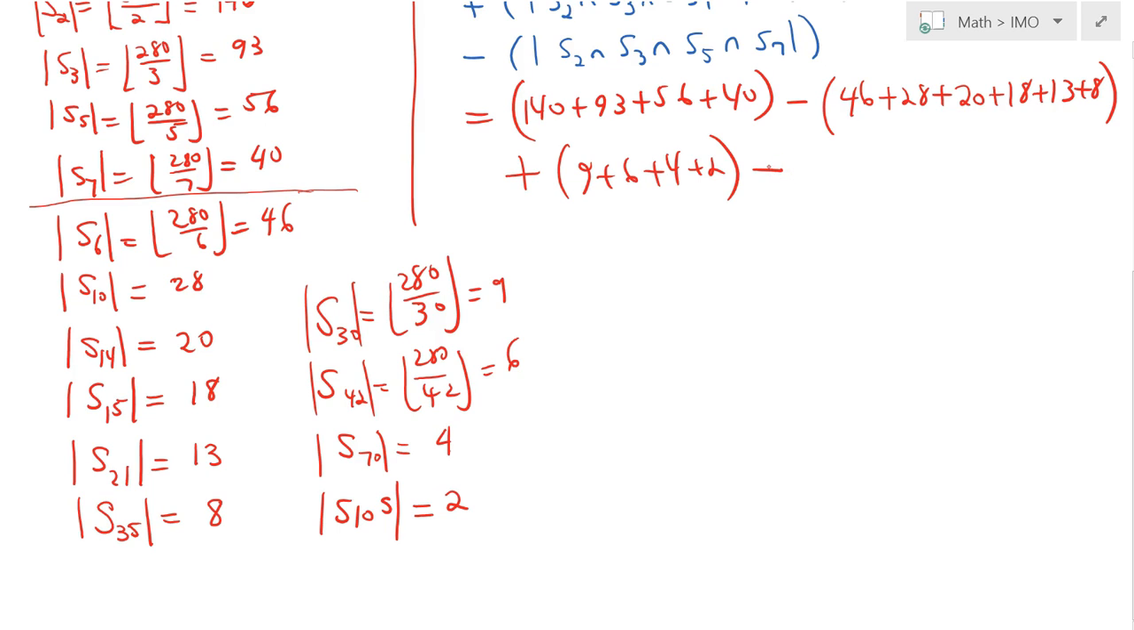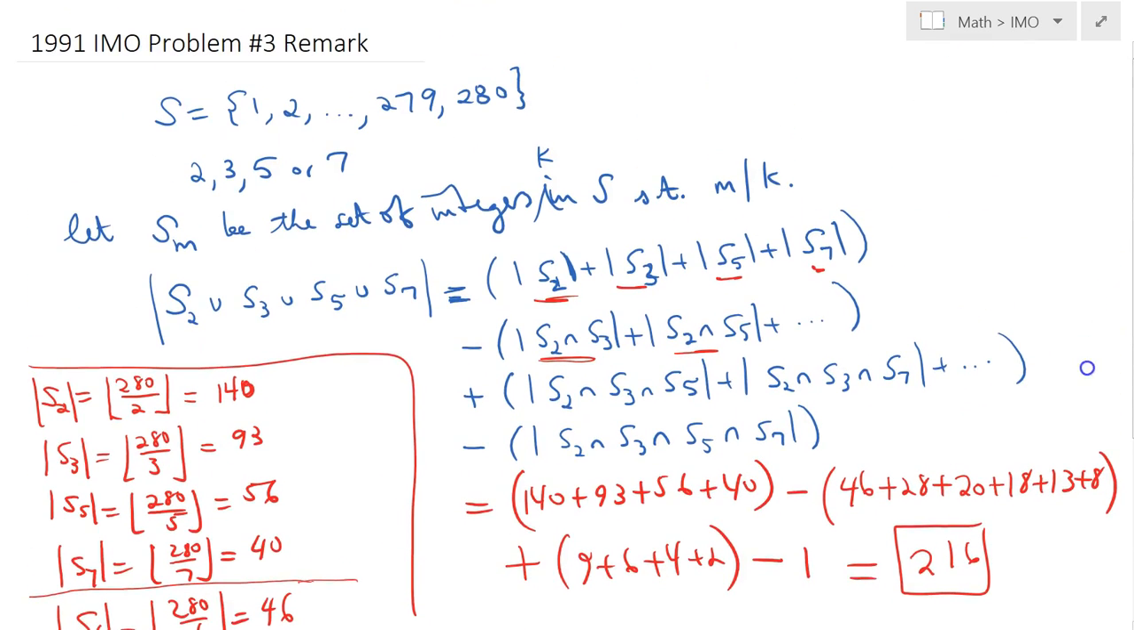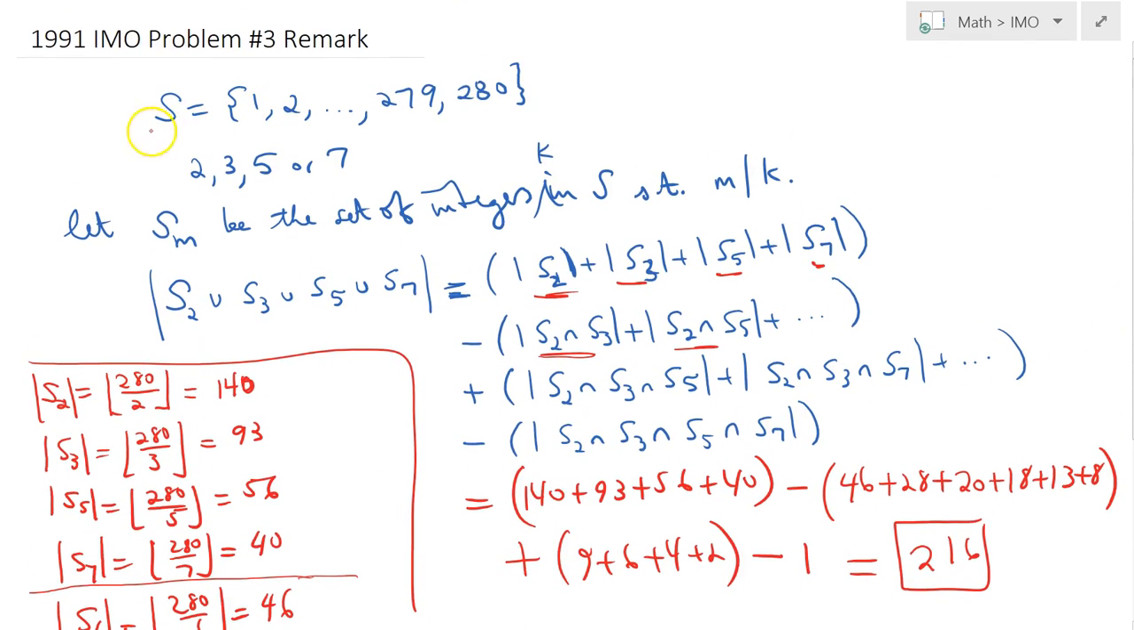Finally, divisible by all 4 of these numbers: 2 times 3 is 6, times 5 is 30, times 7 is 210. There's only 1. So when you add and subtract and add and subtract all these numbers, you get 216. This is the number of elements in this set S which are divisible by either 2, 3, 5, or 7, or a combination of these numbers. So that solves the problem. Hope this was helpful for answering 1991 IMO problem number 3.